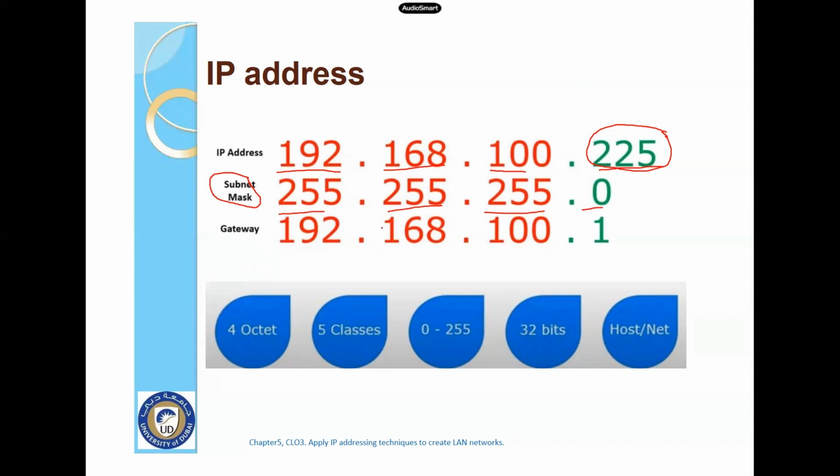So the IP address consists of two portions, the network part and the host part. How do we know that? Using the subnet mask. Wherever the digits in the subnet mask are 0, the equivalent part in the IP address is the host part. What about the ones that have 255? Those indicate the network portion. So in this case, 192.168.100 is all network portion.